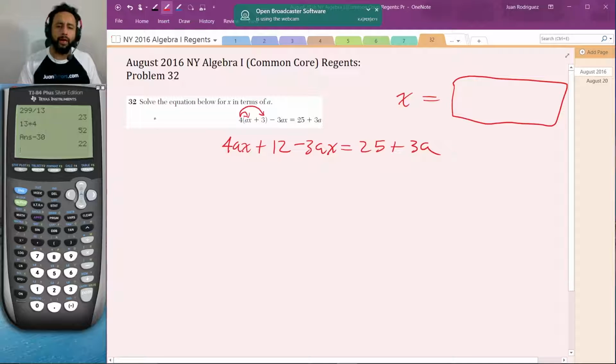So what do I do here? I can combine like terms. Why not? 4ax minus 3ax equals 1ax, plus 12 equals 25 plus 3a.